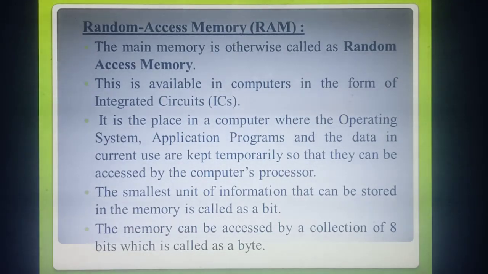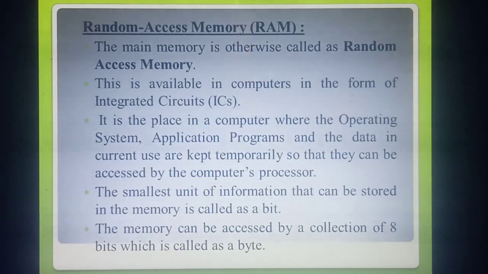So main memory is otherwise called dash, random access memory. What's the other name of the main memory? Random access memory. So this RAM is available inside the CPU. That means this RAM is located in the motherboard. Understood? Where will the RAM be located? The RAM is located in the motherboard inside the CPU.